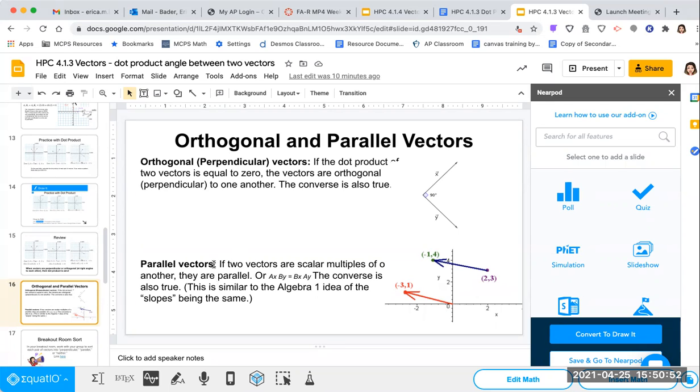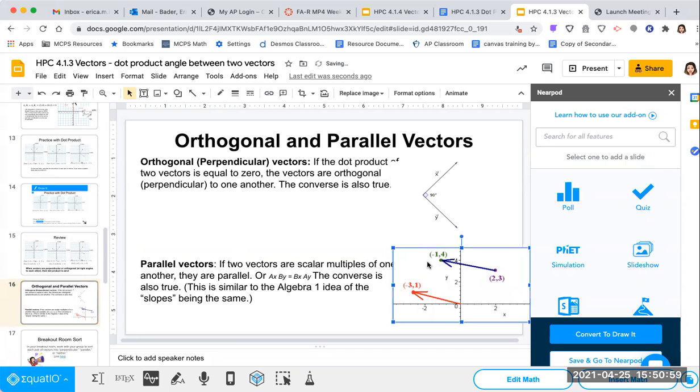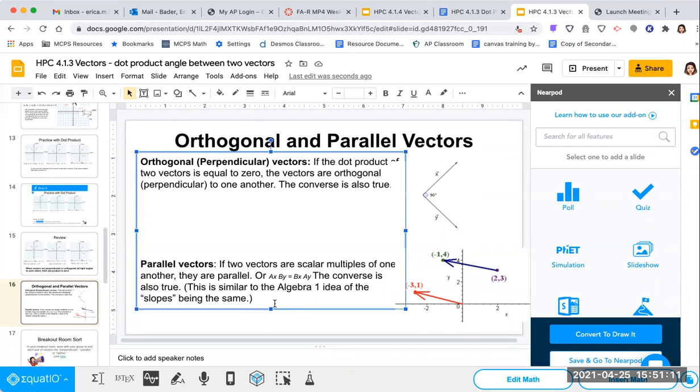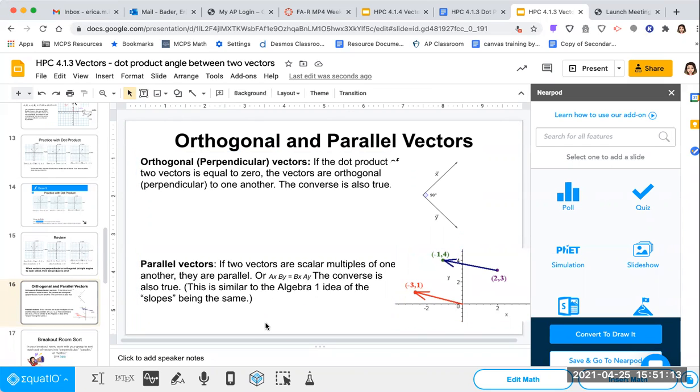Okay. Another thing that doesn't require quite as much work, but I do want you to know this, is that you can also determine if vectors are parallel. So if two vectors are scalar multiples of one another, they are parallel. Or you could think about it as ax times by equals bx times ay, and then the converse is also true. And the reason I'm not spending as much time on parallel vectors is that it's very similar to your algebra 1 idea of the slopes being the same.